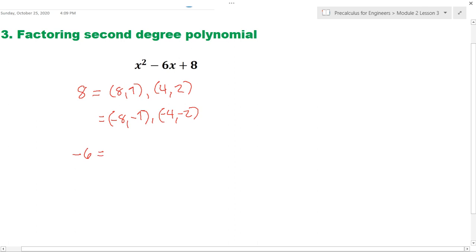So, what is it? Let's try 8 and 1. 8 plus 1 is 9. Negative 8 plus negative 1 is negative 9. 4 plus 2 is equal to 6. But negative 4 plus negative 2 is equal to negative 6. Therefore, our combination is negative 4 and negative 2. So our factor now would be x, always copy the sign, minus 4, times x minus 2. So that's it, class, factoring is trial and error.